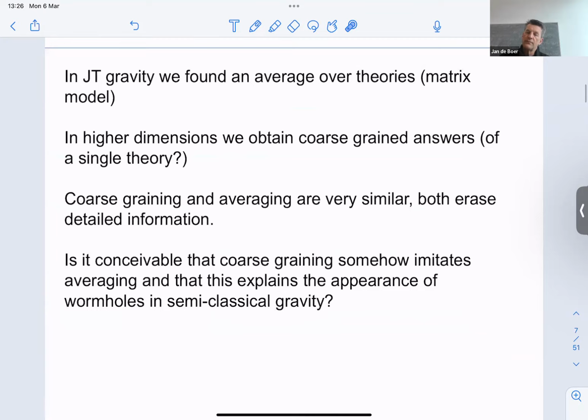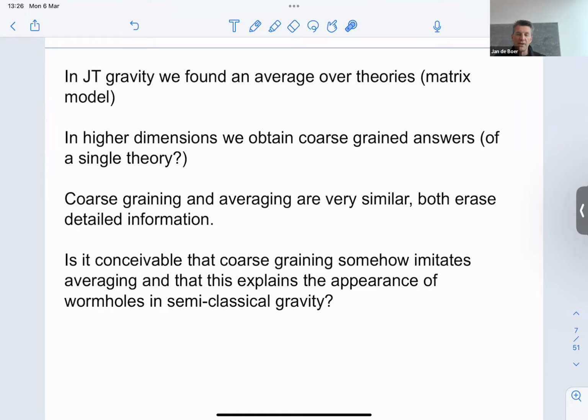Now, it's a bit subtle that, so in JT gravity, the example I just mentioned, one found an average over theories, which is like a matrix model. In higher dimensions, you always obtain coarse-grained answers from your low energy gravitational computations. But those two concepts are quite similar to each other.